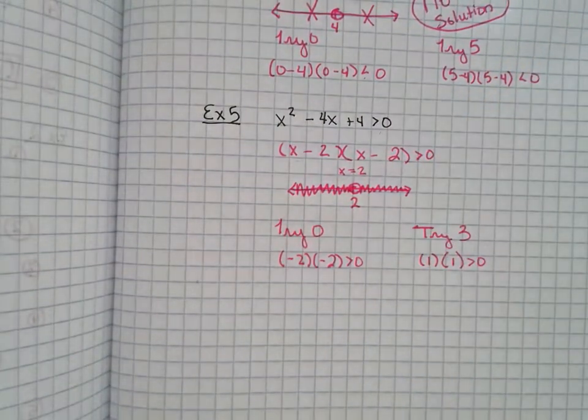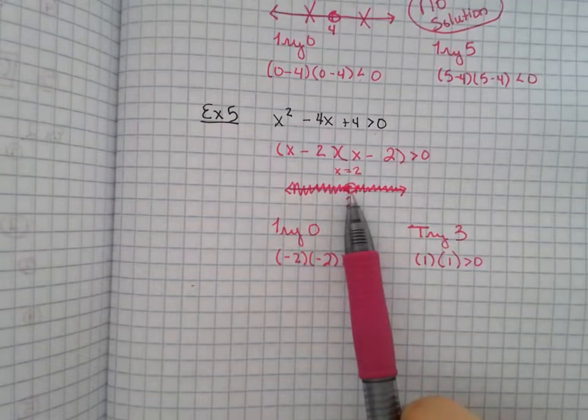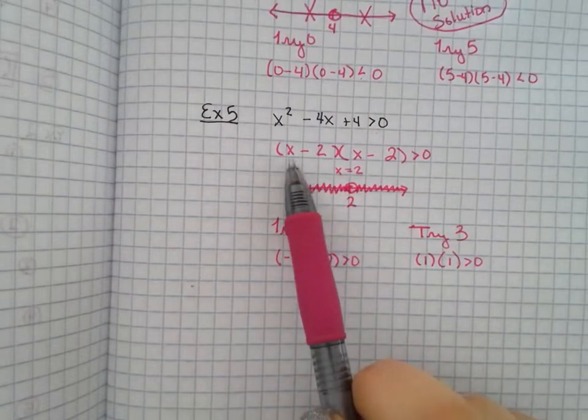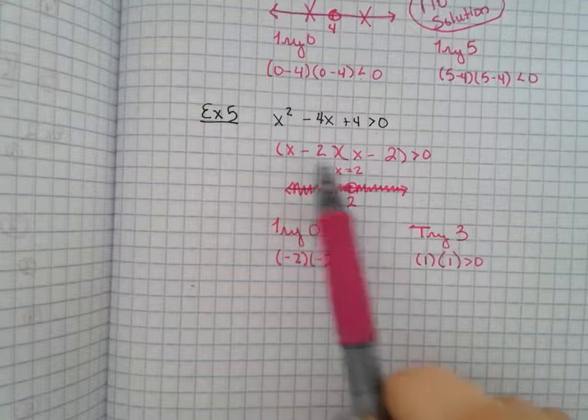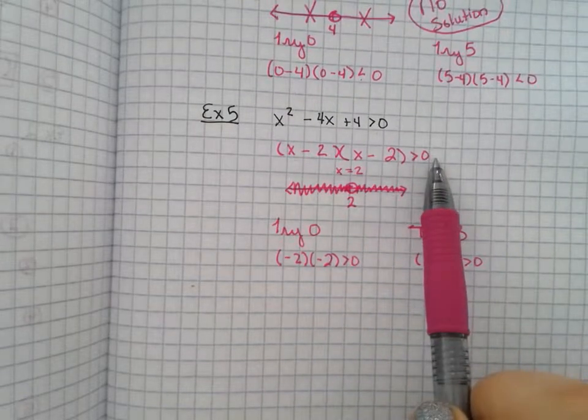All right. It is not all real numbers. Because why? Open circle. 2 does not work. If I plugged a 2 in here, I get 2 minus 2, that gives me a 0. Is 0 times 0 greater than 0? No, so 2 doesn't work.